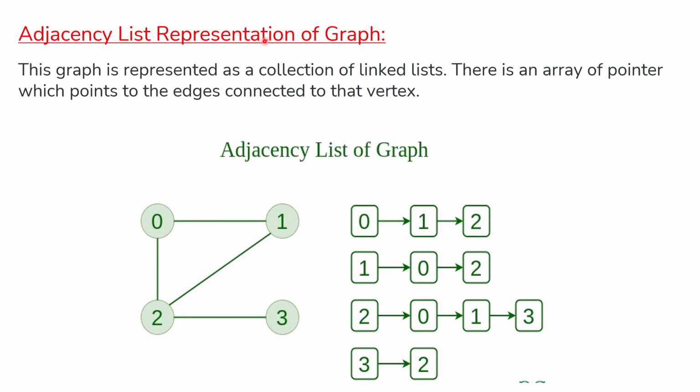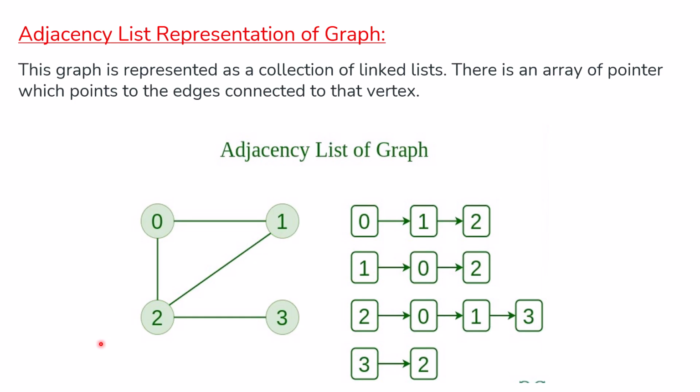Now, adjacency list. The graph is represented with linked lists. It is a collection of linked lists, and there is a pointer pointing to the next node. Now 0 is connected with 1 and 2, so that is represented with the link 0, 1 and 2. Now coming to 1, how many nodes are connected? 1 to 0 and 1 to 2.